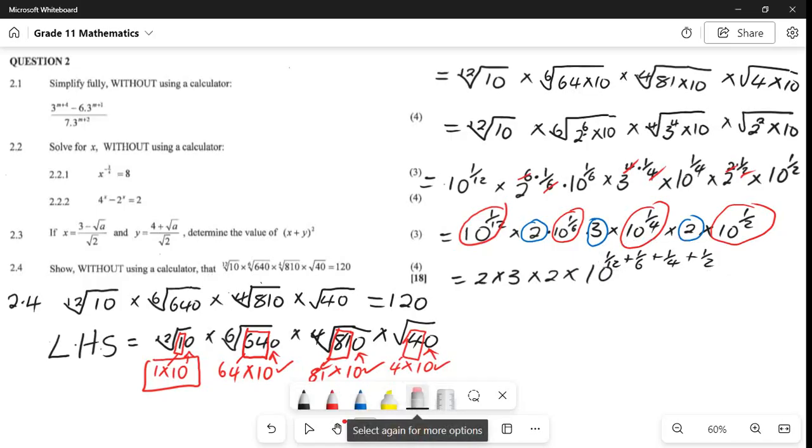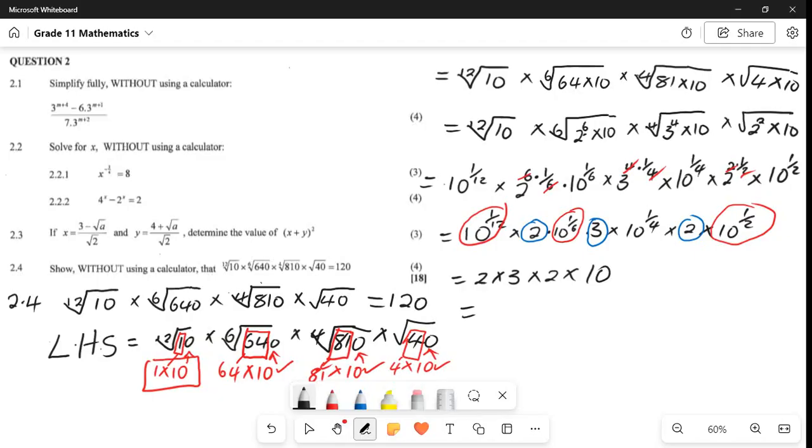So you already have the answer. Sorry about that. This is 12 times 10. 12 times 10 equals 120, and you need to always remember that it's equal to the right hand side. Now we have equated the left hand side to the right hand side.